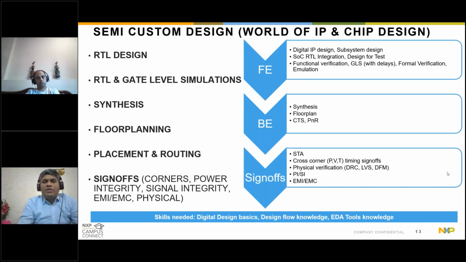Then you do floor planning, where basically you do a planning of the real estate. It's like when you are making a house, you have a blueprint of exactly where the bedroom will be, where the kitchen will be, the bathroom, etc. That is the blueprint here, right? The floor plan is a blueprint of the chip to be.